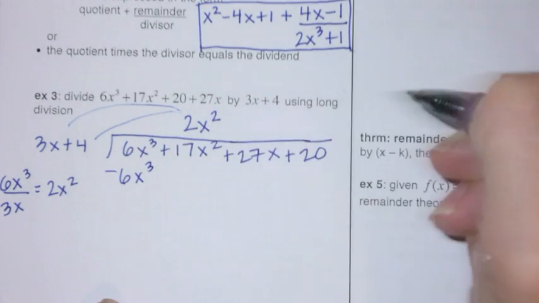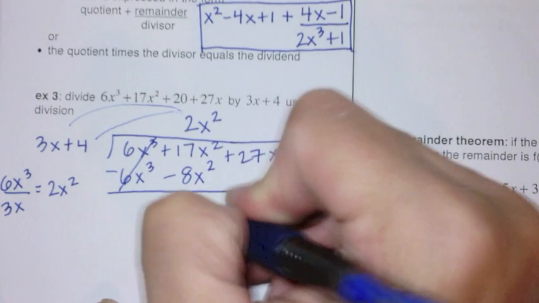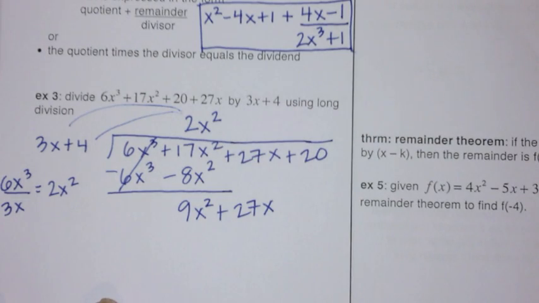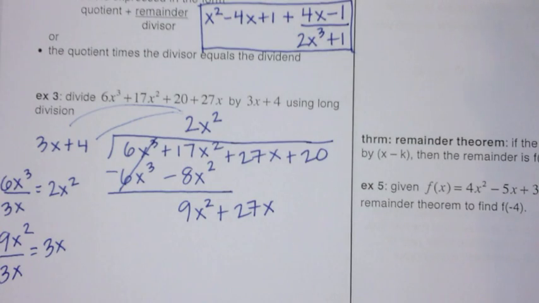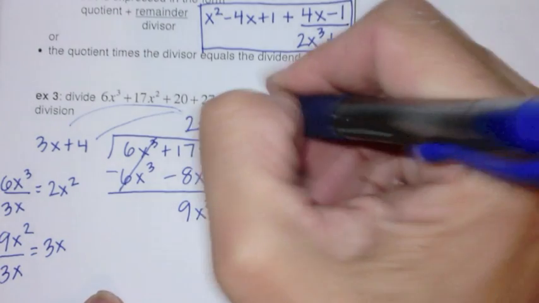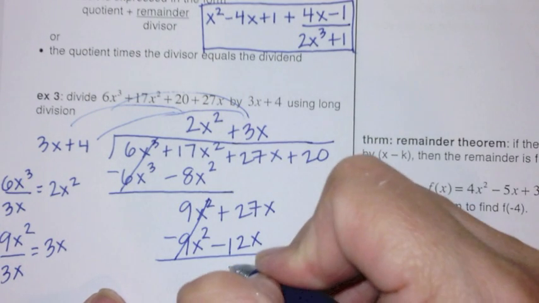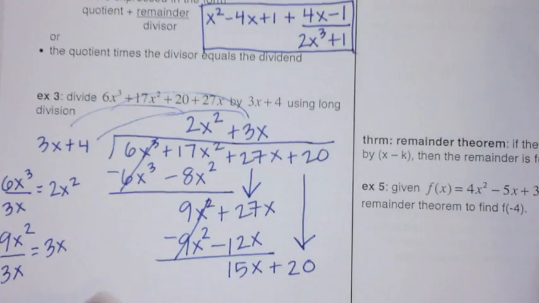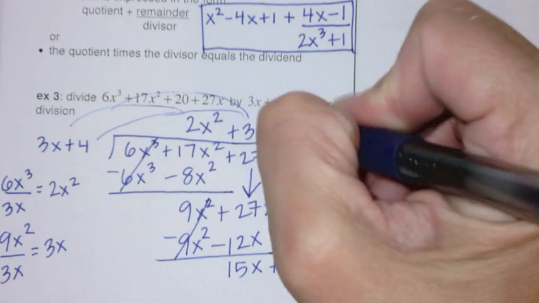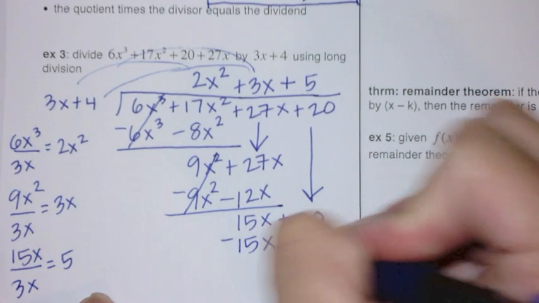So minus 6x cubed and then minus 8x squared, both minuses, so that's nice. And so then I get 9x squared plus 27x. So 3x times what is 9x squared? If you can't do that in your head, then just do that math. It's going to be 3x, so it's positive 3x. So now I'm going to multiply again, and I get minus 9x squared minus 12x, and that's going to give me 15x. And then I'm going to bring down that plus 20, just like I brought down that one right there. And then 3x times what is 15x, and that's going to be 5. Again, just showing you here, you can always help yourself by doing that little math off to the side. Minus 15x minus 20. Woohoo!